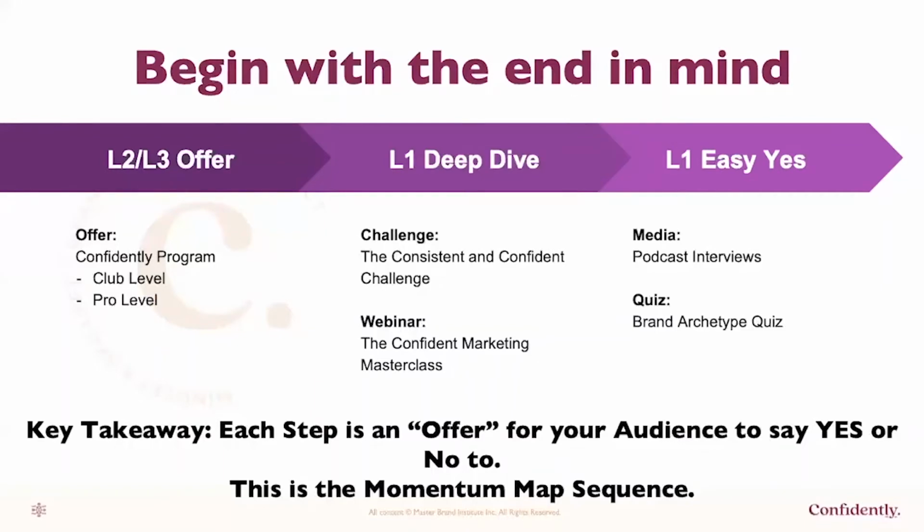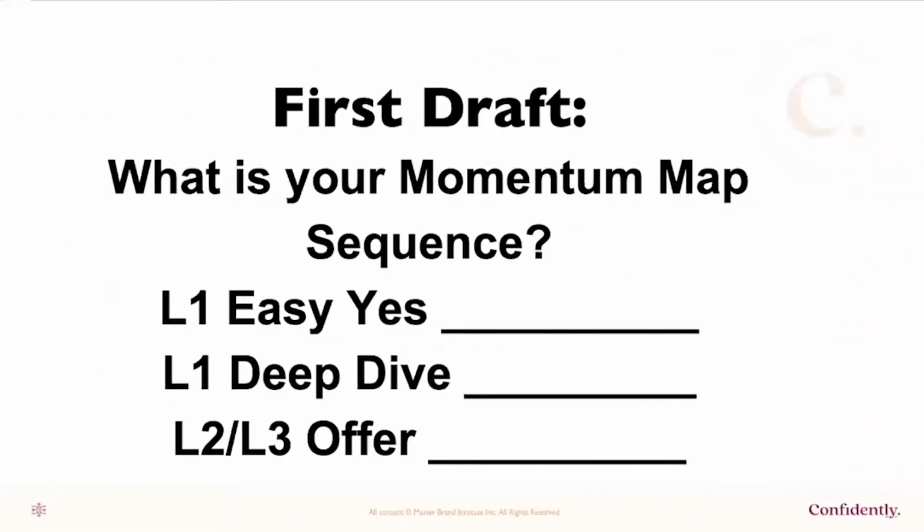The main thing is, this is the thing that you want to get good at. That's where we worked on headlines and all that type of stuff before. And as we continue down the marketing path in this building block, all of these assets will come together. You're actually going to build these out and launch them with us in the Confidently program. This is what we call the momentum map sequence of events. Okay. So right now you're going to do a first draft. What is your momentum map sequence?